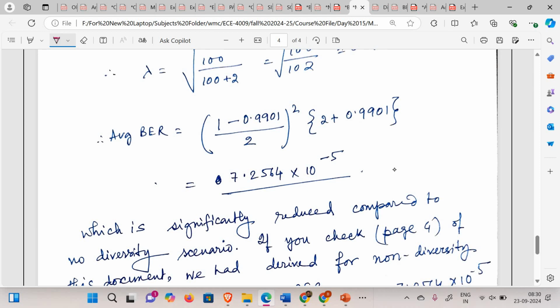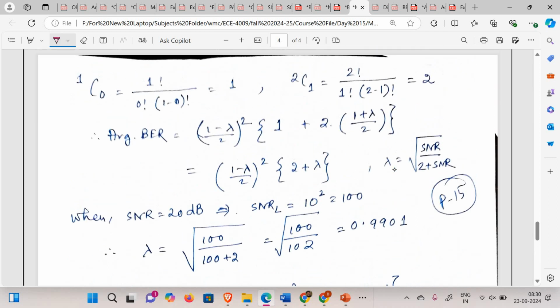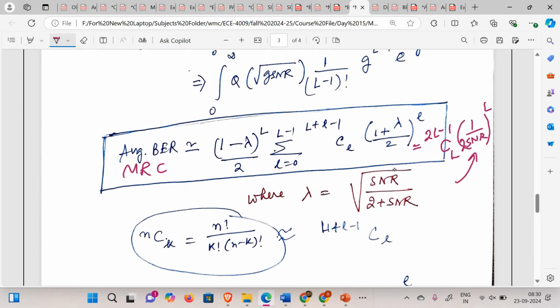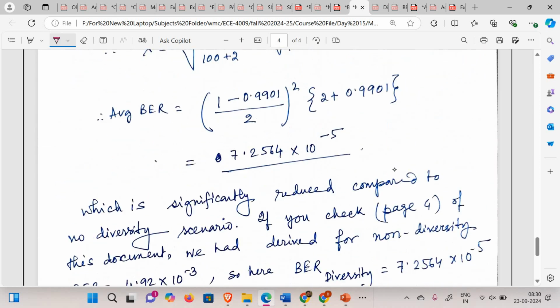Is it fine? This is a very nice observation actually. If you do the same question, you can use the formula 2L minus 1 CL, 1 by 2 SNR also, where SNR is 20 dB and L equals 2. You can get a very similar result, but it will be approximated. But you will find that the order of the bit error rate will come around 10 to the power minus 5 mark only. As I said, the magnitude here is not that important.